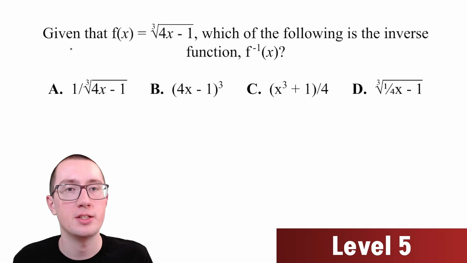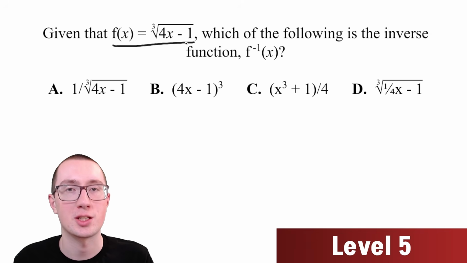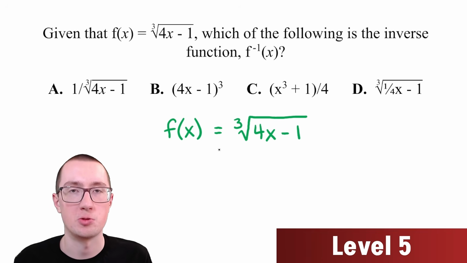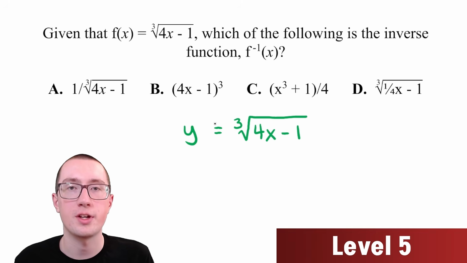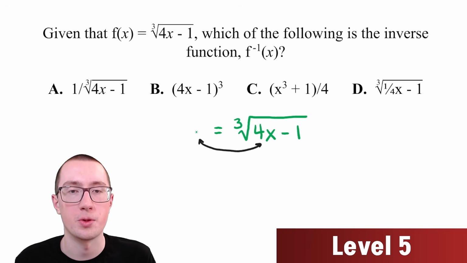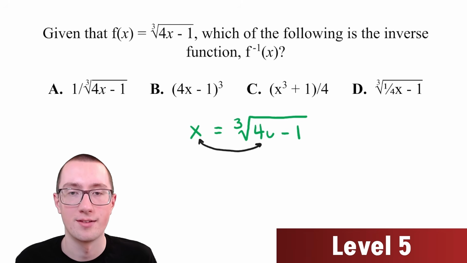For this problem, we need to find the inverse function of this function right here, the cube root of 4x minus 1. Well, an inverse function is basically just the same function, but where x and y are swapped. So to make this easier on ourselves, I like to replace f of x with the letter y. Now to find the inverse function, we just need to swap x and y around. So instead of y, I'm going to put the letter x, and instead of x, I'm going to put the letter y.